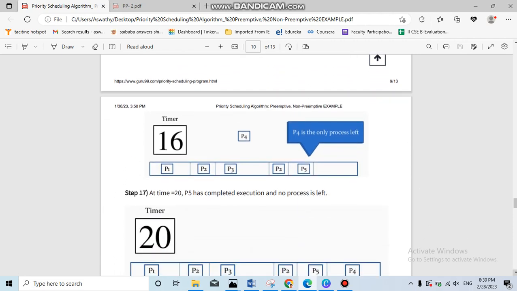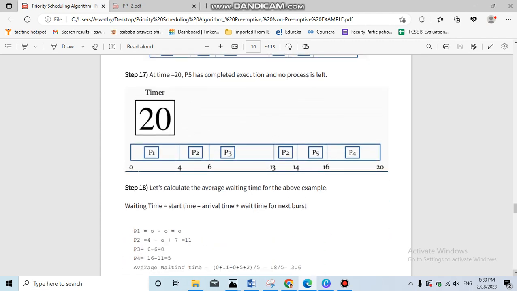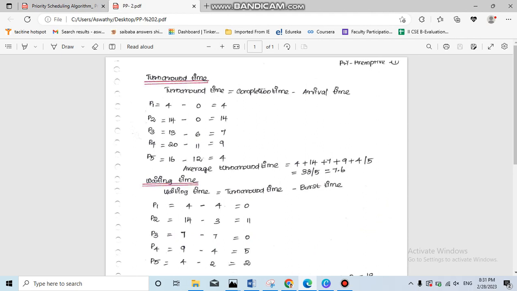So after the completion of P5, at time 16, there is only one process inside the queue, that is P4, and P4 starts the execution. Then at time 20, P4 completes its execution. There is no other process residing inside the queue. So next we have to calculate the average turnaround time and waiting time.